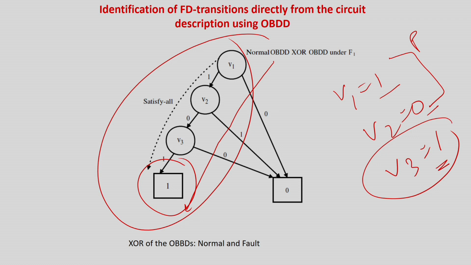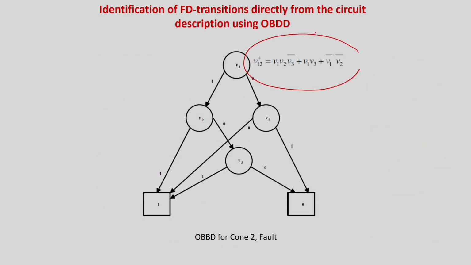Now how do I find out the error representation? Error representation is 0 1, that is V1 and V2. How do I find it? It is very simple. You take this vector and apply it here, because this is representing the cone. The vector is 1 0 1. This is the present state, this is V1, V2 and this is V3. So this is nothing but the BDD representation of the cone under fault.